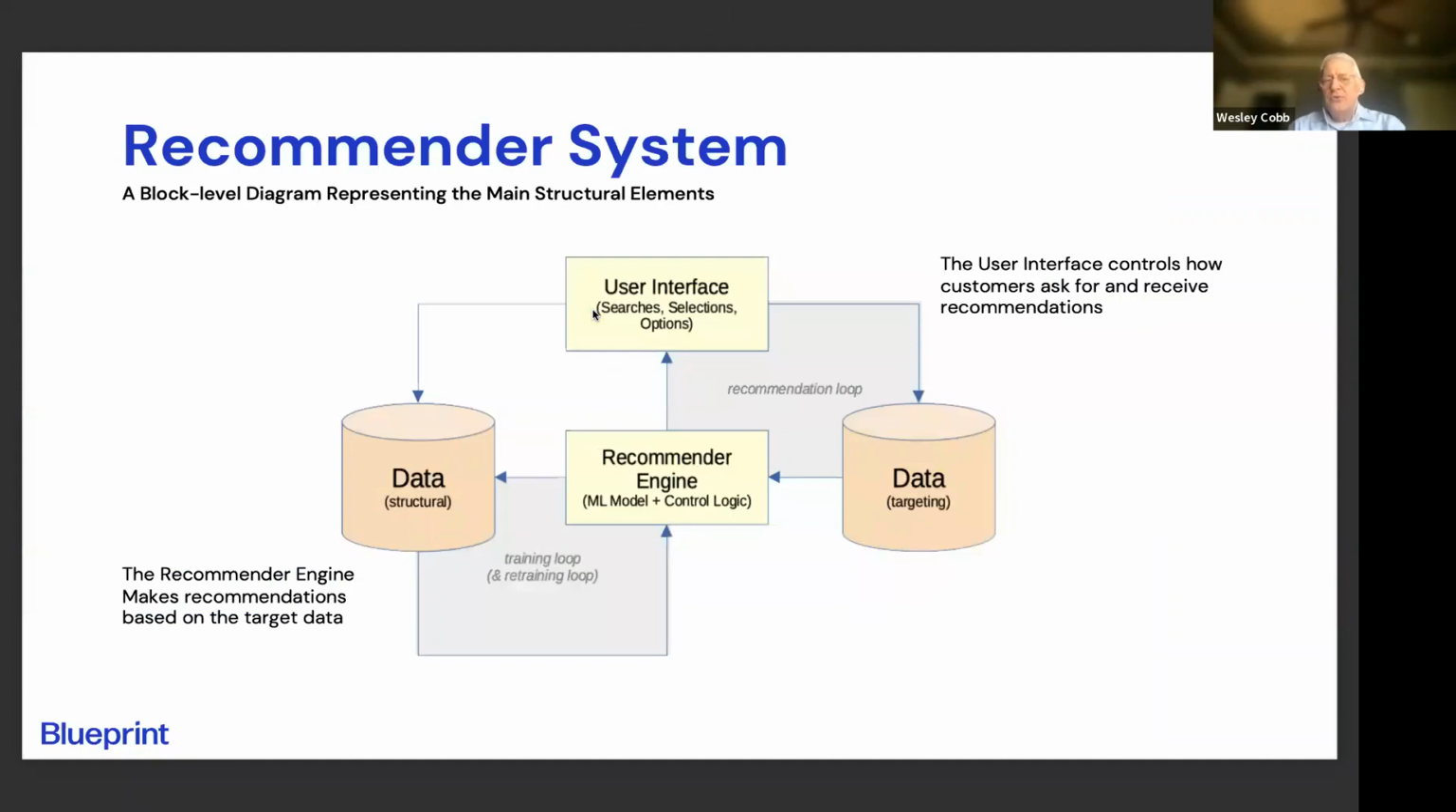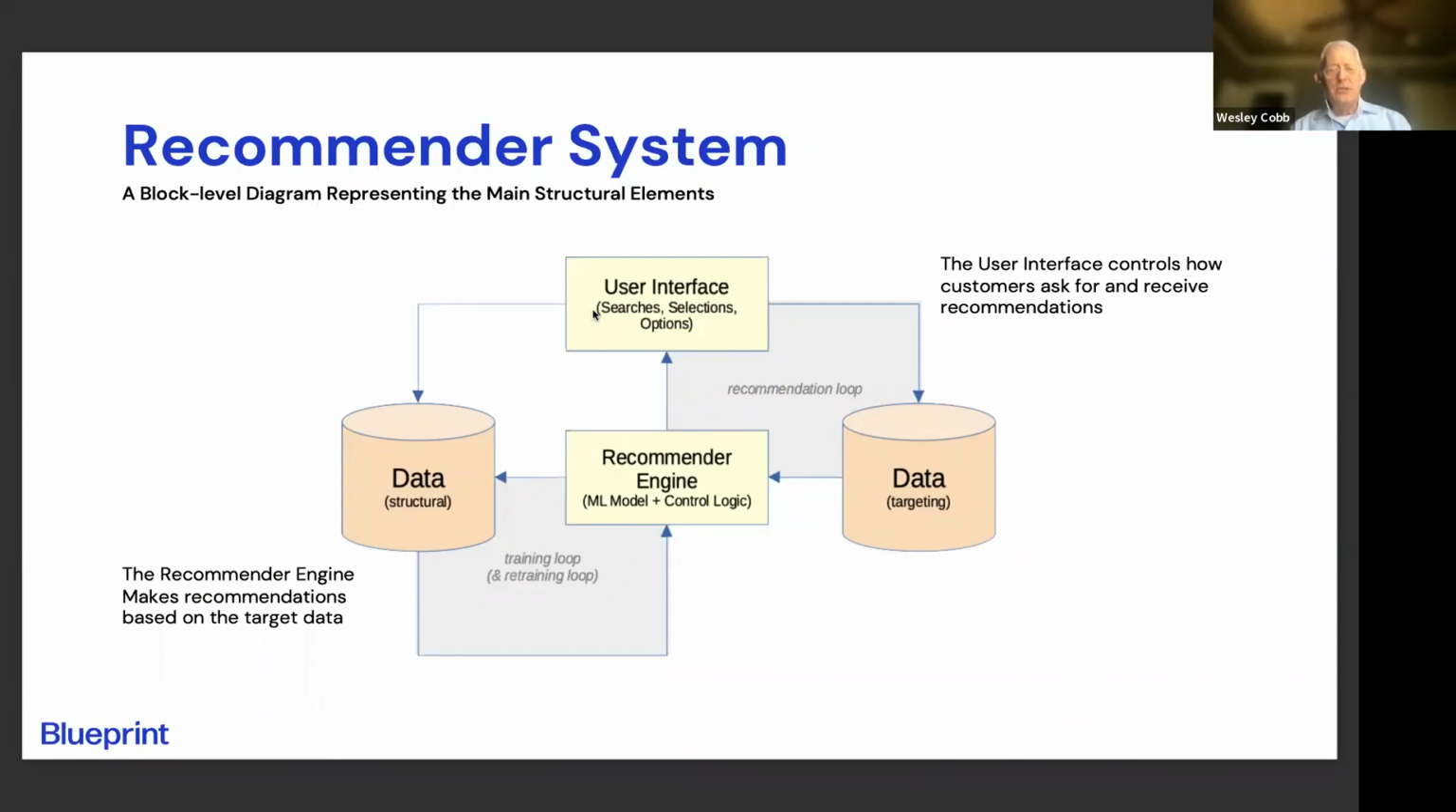Structurally, a recommender system has two main components. There's a user interface, and then there's a recommender engine that sits in the background that you don't really see directly if you're the user talking to it. But that recommender engine in the background has several pieces to it. There's some control logic for making the program run properly and talk to the data sources, in particular the structural data that you were looking at.